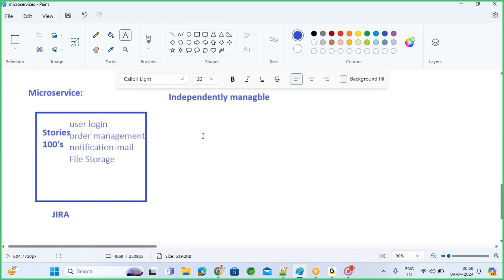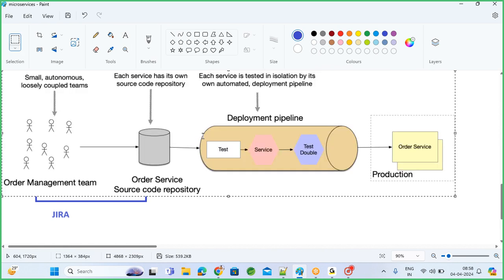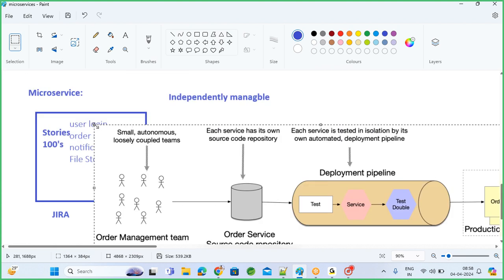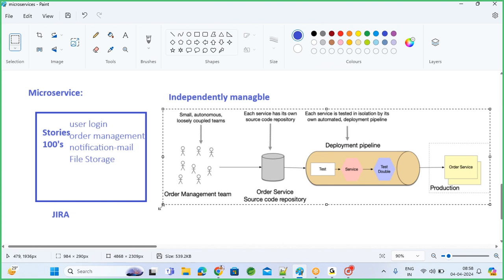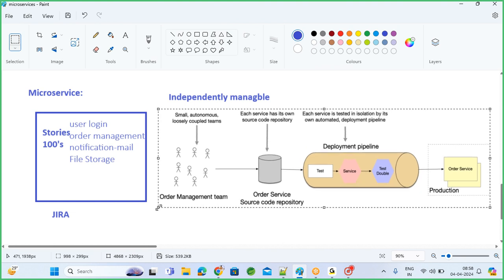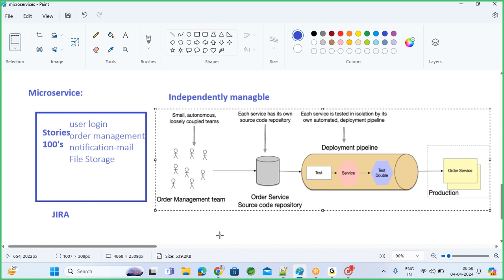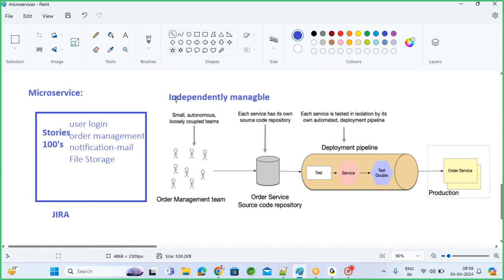So each module should be independently manageable. That is what this diagram is saying: what all things need to be managed independently. Small autonomous loosely coupled teams, a small team can work on it. When I say independently manageable, if I pick up one module out of it, order management, one microservice I want to design, order management microservice, a small team can work on it, or an independent person if it is a small user story. The order management team will work on it.